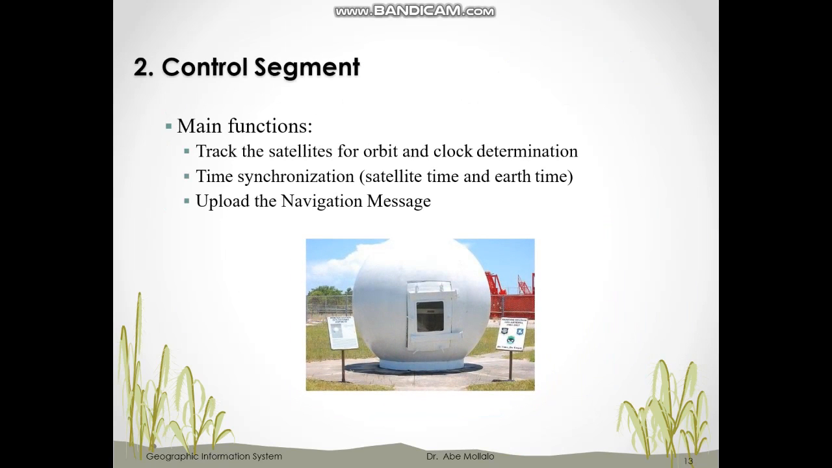The second component of GPS is the control segment. The main functions of the control segment: first is to track satellites and make sure they are working properly, or if necessary to adjust orbit or clock. The second function is time synchronization, basically to sync the satellite time and Earth time, and also upload navigation messages to control navigation of the satellites.